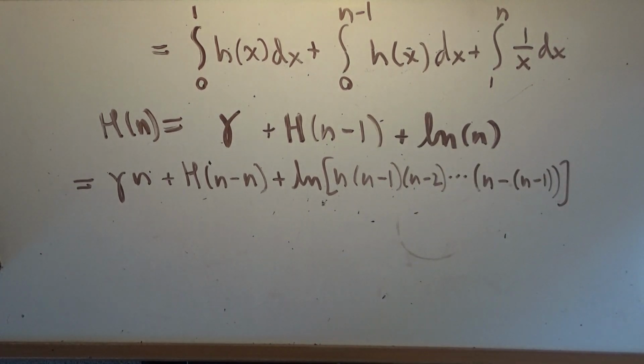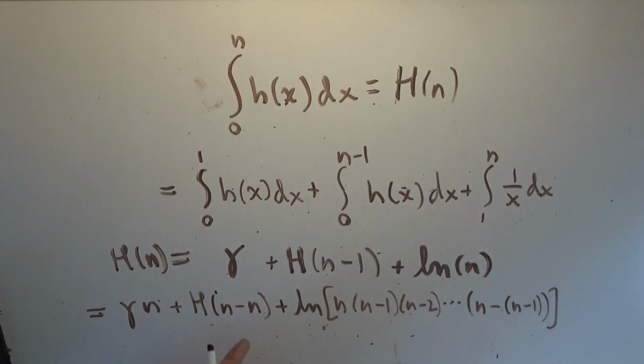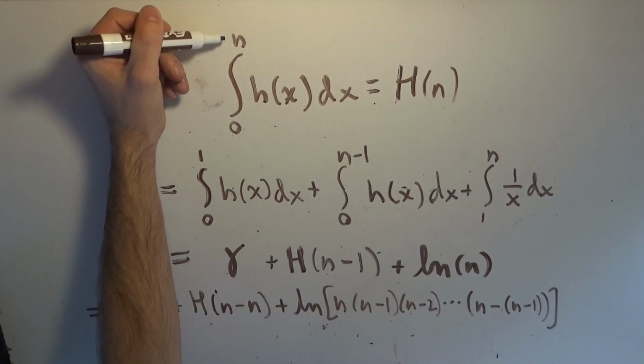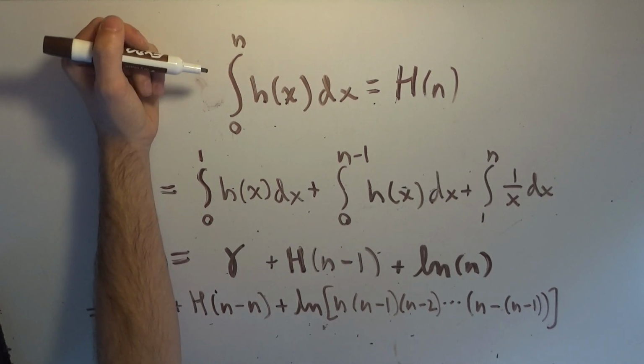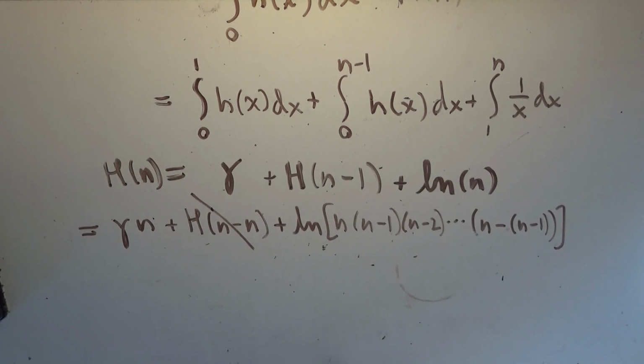And now we can do some simplifications. This is h of 0. And we know what h of 0 is. That's when we plug in 0 in the upper index of this integral, and we're taking the integral from 0 to 0, which is just 0, right? So this is 0. I hope that's clear.